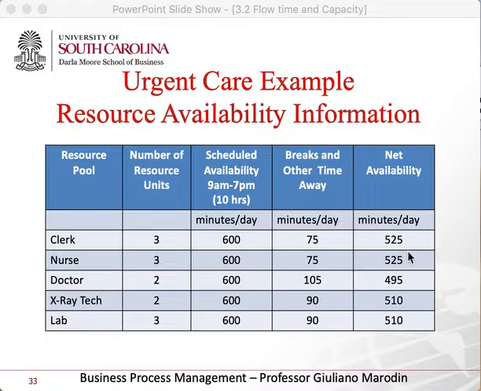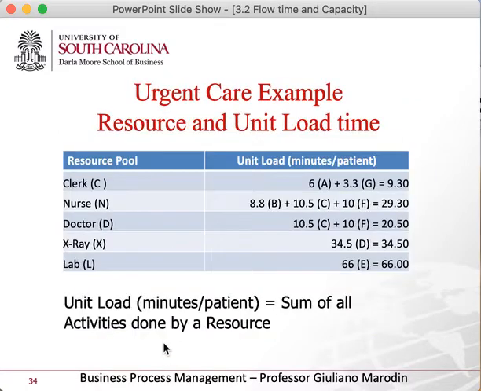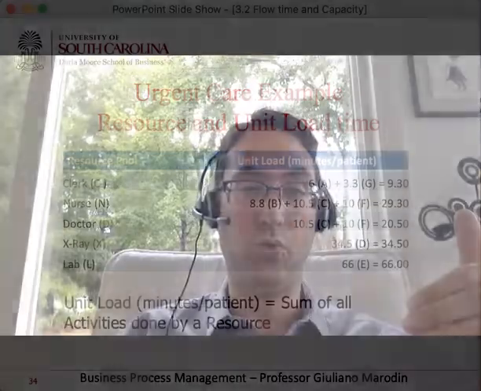So then you have the net availability here. That's how much time you actually have, right? Because you're taking out the breaks. And the Excel spreadsheet table is just showing the 525. And now you need to calculate what you call the unit load. So the unit load is very important.